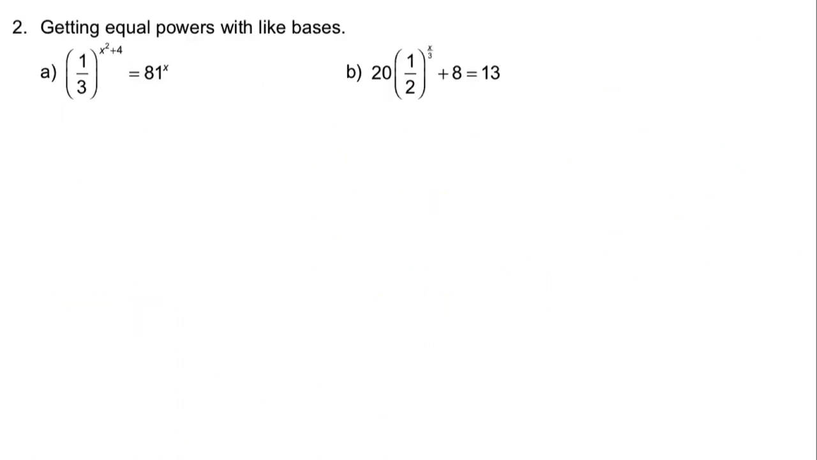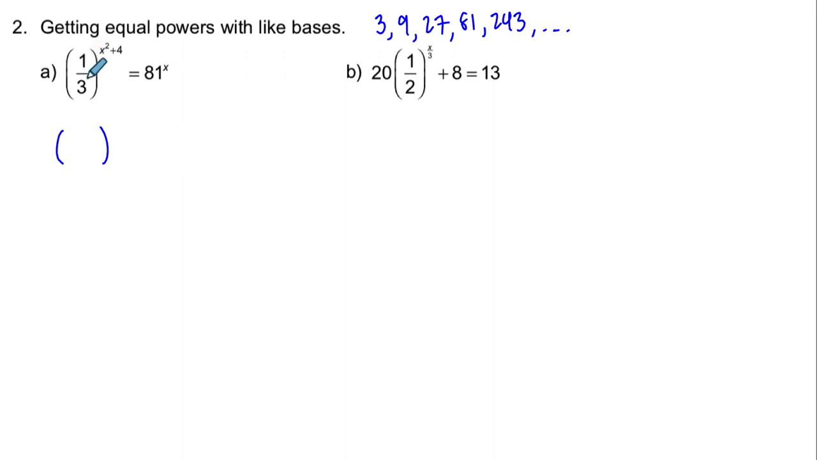Okay, in the next question, we want to get equal powers with like bases. So again, you need to recognize the 3 and the 81 falling in the same sequence. The sequence of powers of 3 is 3, 9, 27, 81, 243, and so on. Without recognizing these numbers, solving these by hand is very difficult. So I'm going to get a base of 3 on both sides.